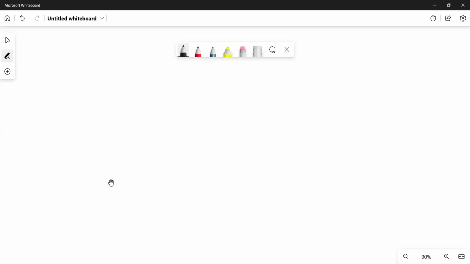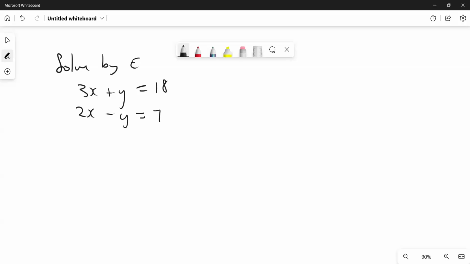Good. Let's take another one. Let's say you have to solve 3x plus y equal to 18, and 2x minus y equal to 7. Solve by elimination.